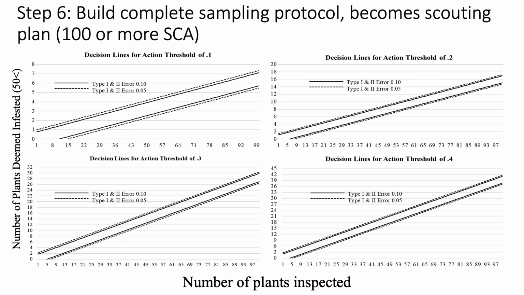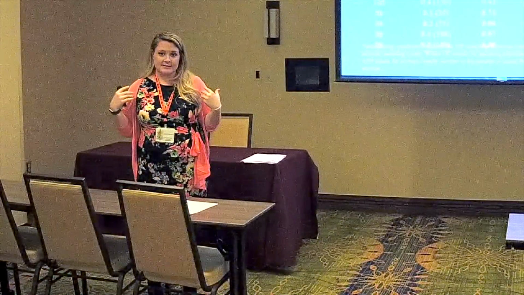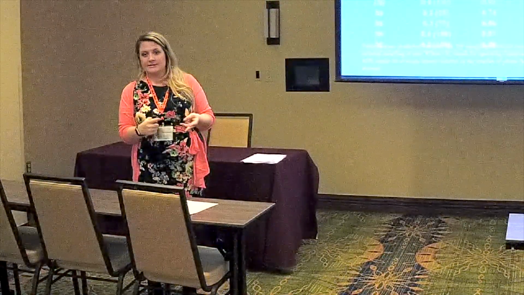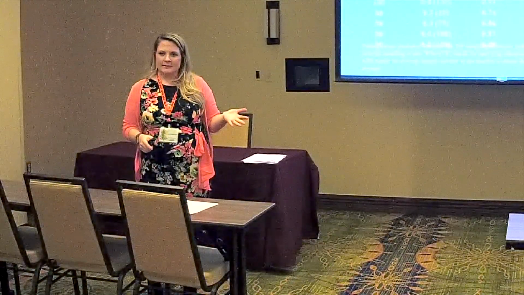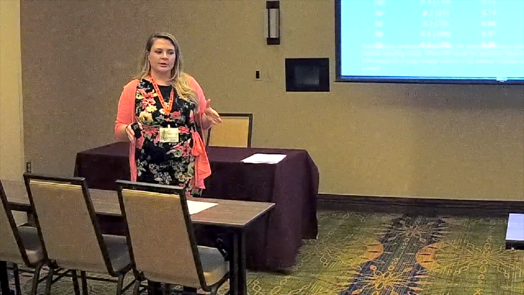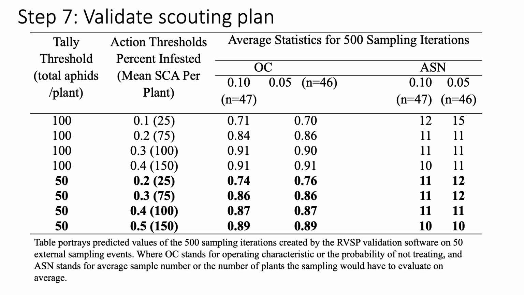So then we need to validate it. In order to validate this sampling protocol that we developed, we used 50 externally sampled fields, ones that I didn't sample, from Kansas, Oklahoma, Texas, Mississippi, and Louisiana. To put this into perspective, these ranged widely in the number of aphids per plant. We had anywhere from 0.1 aphids per leaf to 3,000 on average aphids per leaf. So it's a very representative data set.